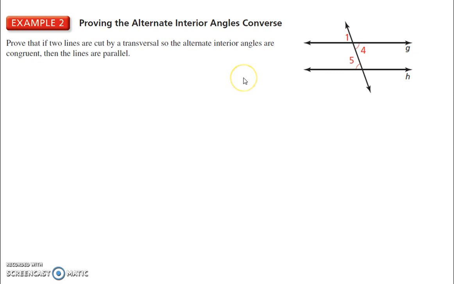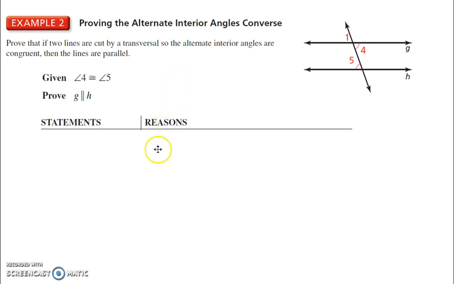Okay, let's write down what we know. Always start with what you know. We know that 4 and 5 are congruent. Okay, alternate interior angles are congruent. What we want to prove is that G and H are parallel. So we can set up our proof, statements, and reasons. Write down what we're given. Angle 4 is congruent to angle 5.